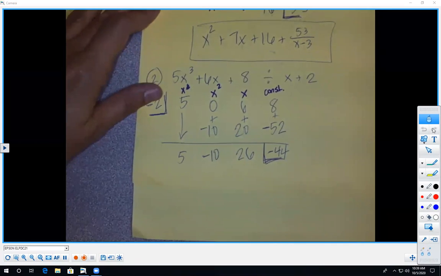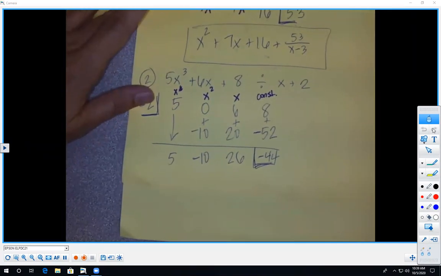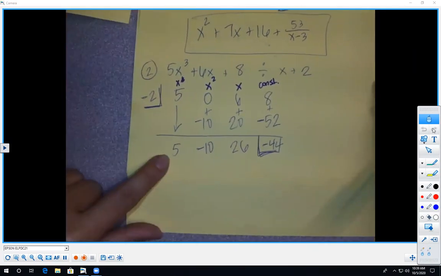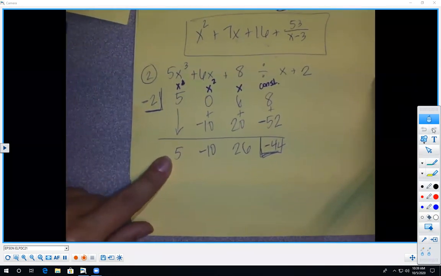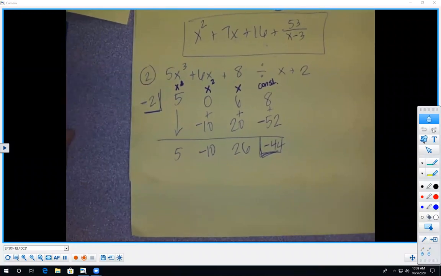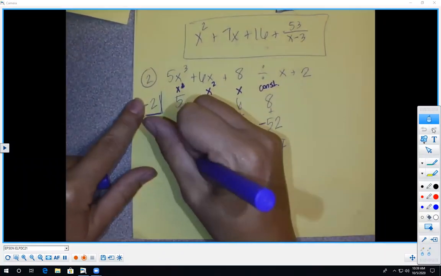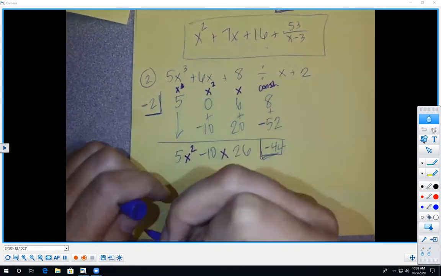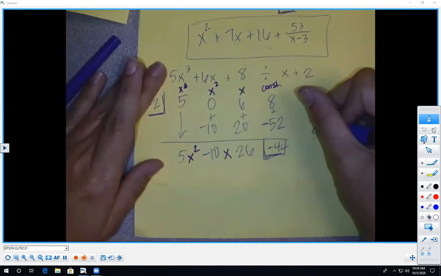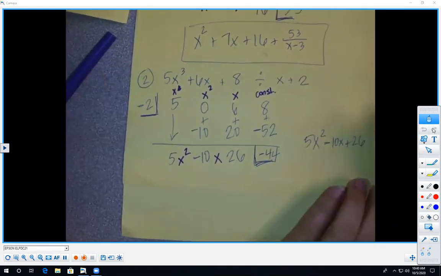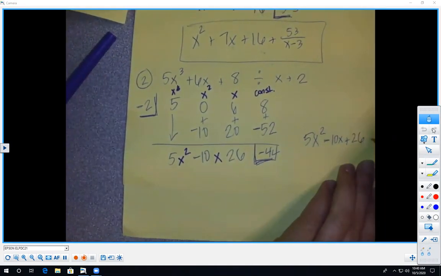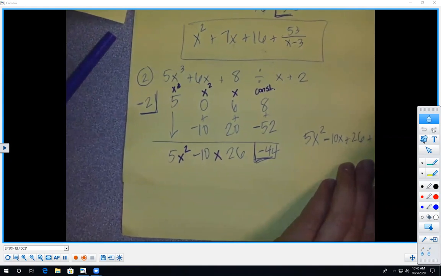Is it a factor? No, but I can divide it. The answer is this 5. What's the exponent on that now for the x? X squared, because it started off as x cubed, so now it's down to x squared. So it's 5x squared minus 10x plus 26. And you could write this as -44 over x plus 2 or plus -44 over x plus 2. Up to you.